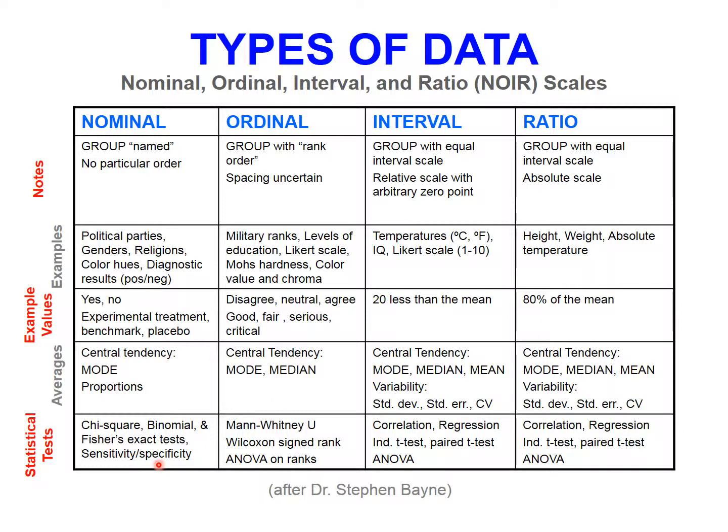Then we have variables that are in the category of ordinal. So what makes something ordinal is the groups are still categories.